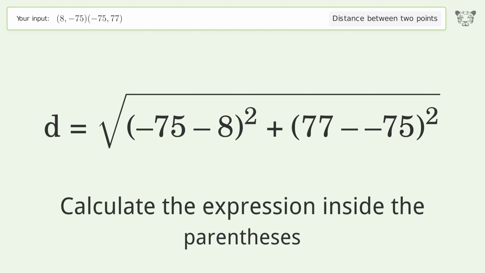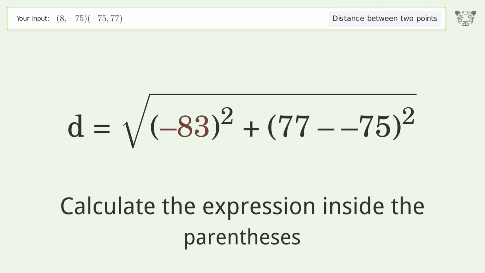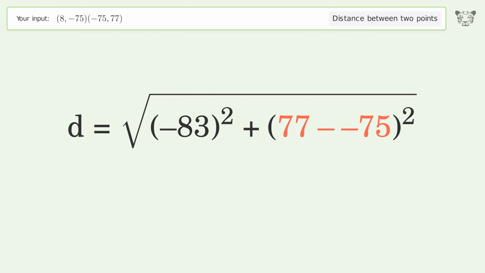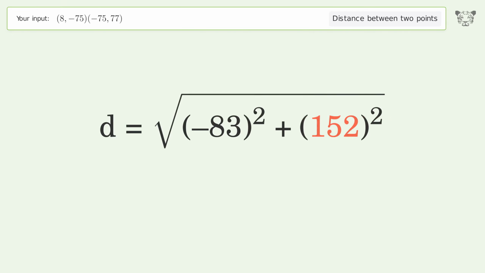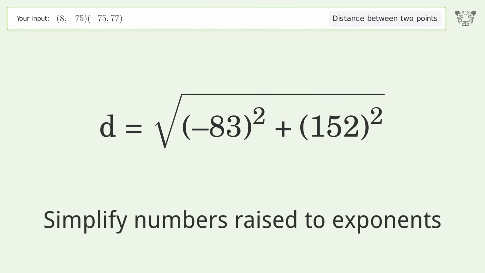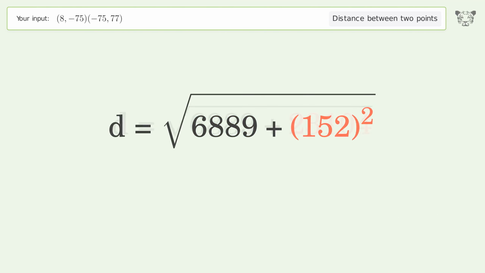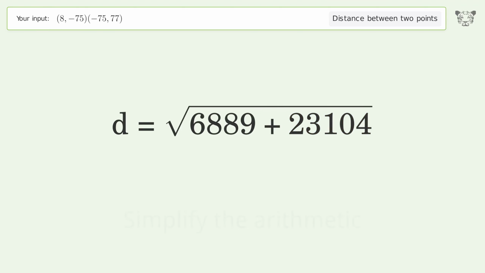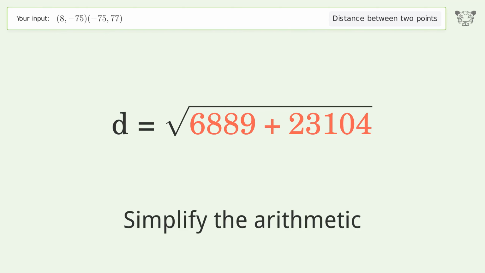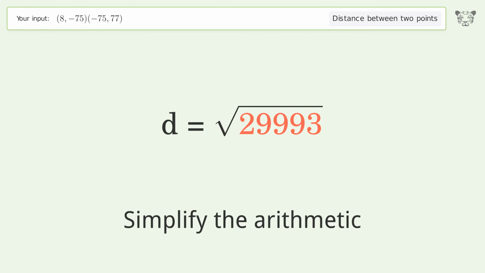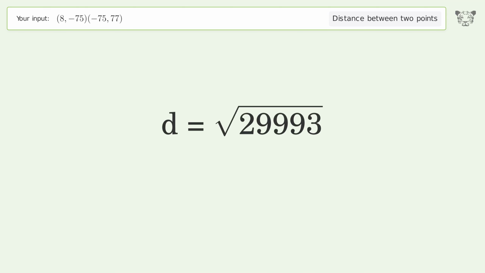Calculate the expression inside the parentheses. Simplify numbers raised to exponents. Simplify the arithmetic. And so the distance between the 2 points is the square root of 29,993, or 173.185.